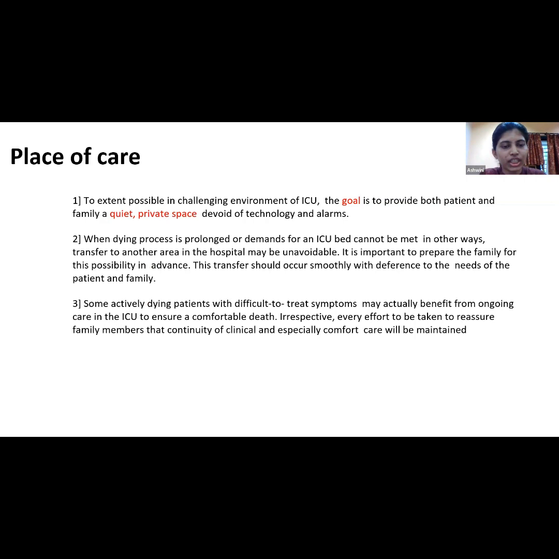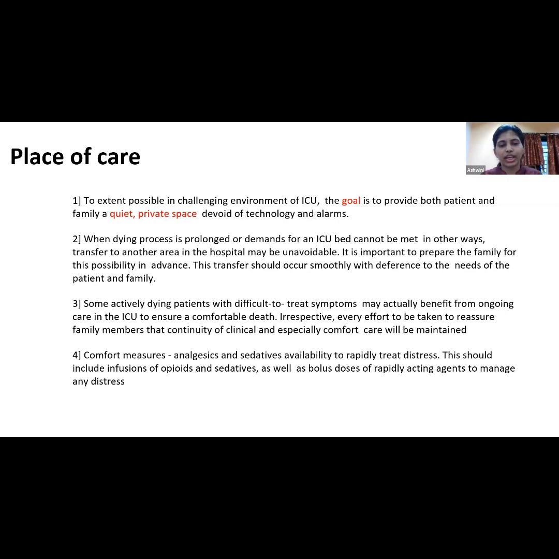Some actively dying patients with difficult-to-treat symptoms may actually benefit from ongoing care in the ICU to ensure a comfortable death. Irrespective, every effort is to be taken to reassure family members that continuity of clinical and especially comfort care will be maintained. The comfort measures like analgesics and sedatives should be available to rapidly treat distress. This should include infusion of opioids and sedatives, as well as bolus doses of rapidly acting agents to manage any distress.